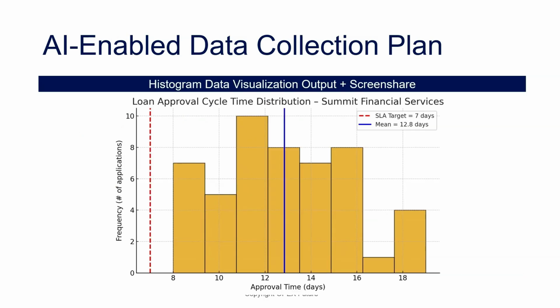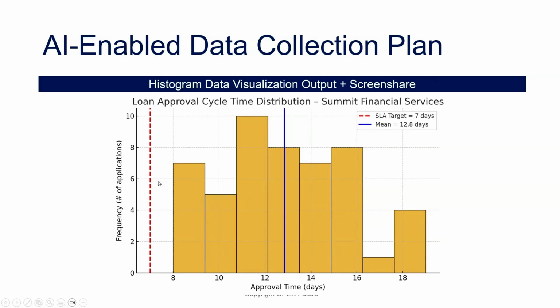This is one visualization here showing a histogram of our output, right? This histogram shows the loan approval cycle time distribution for Summit Financial Services. And you can see our frequency and number of applications, and on the left, we got our approval time in days on the x-axis, right here. Our dashed red line here is the 7-day SLA.